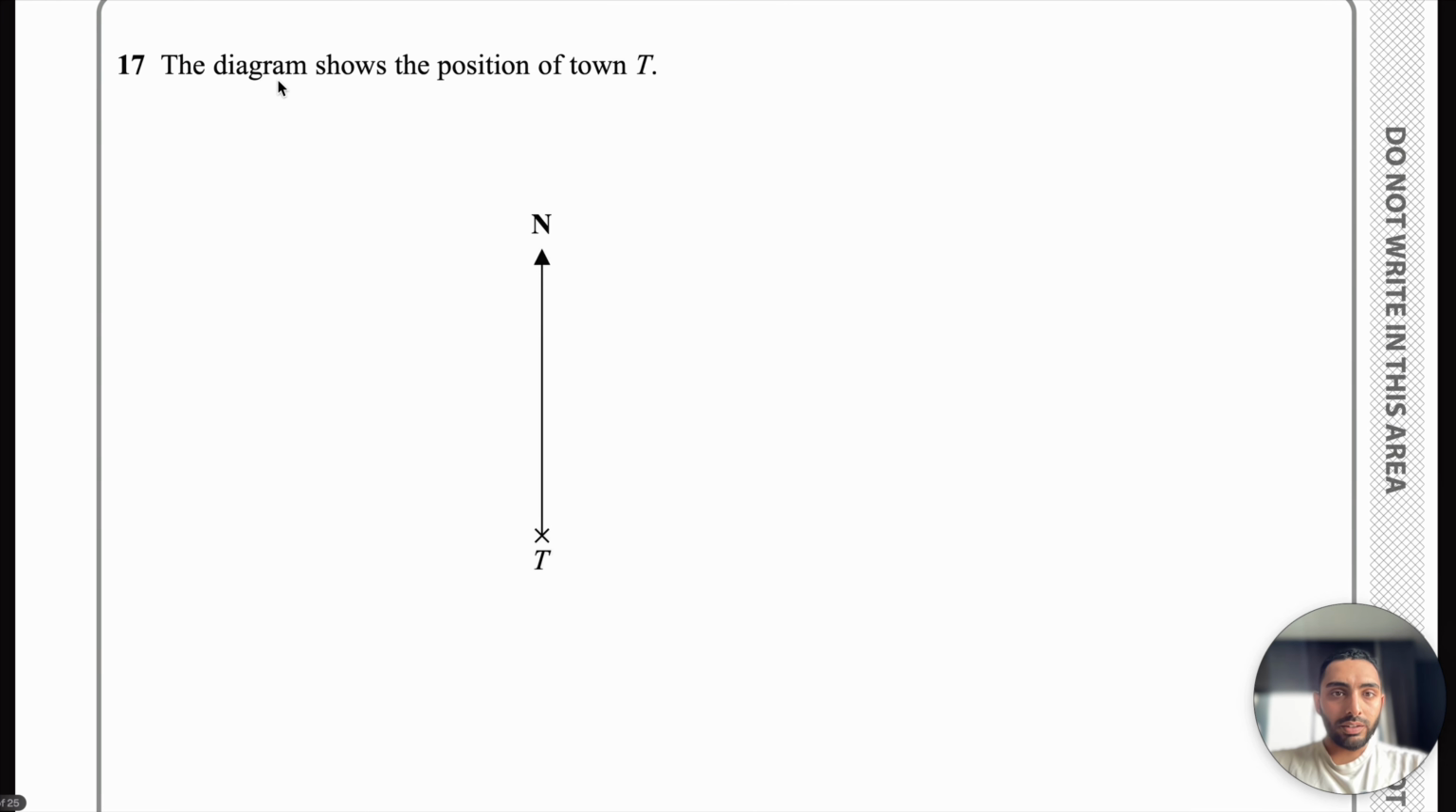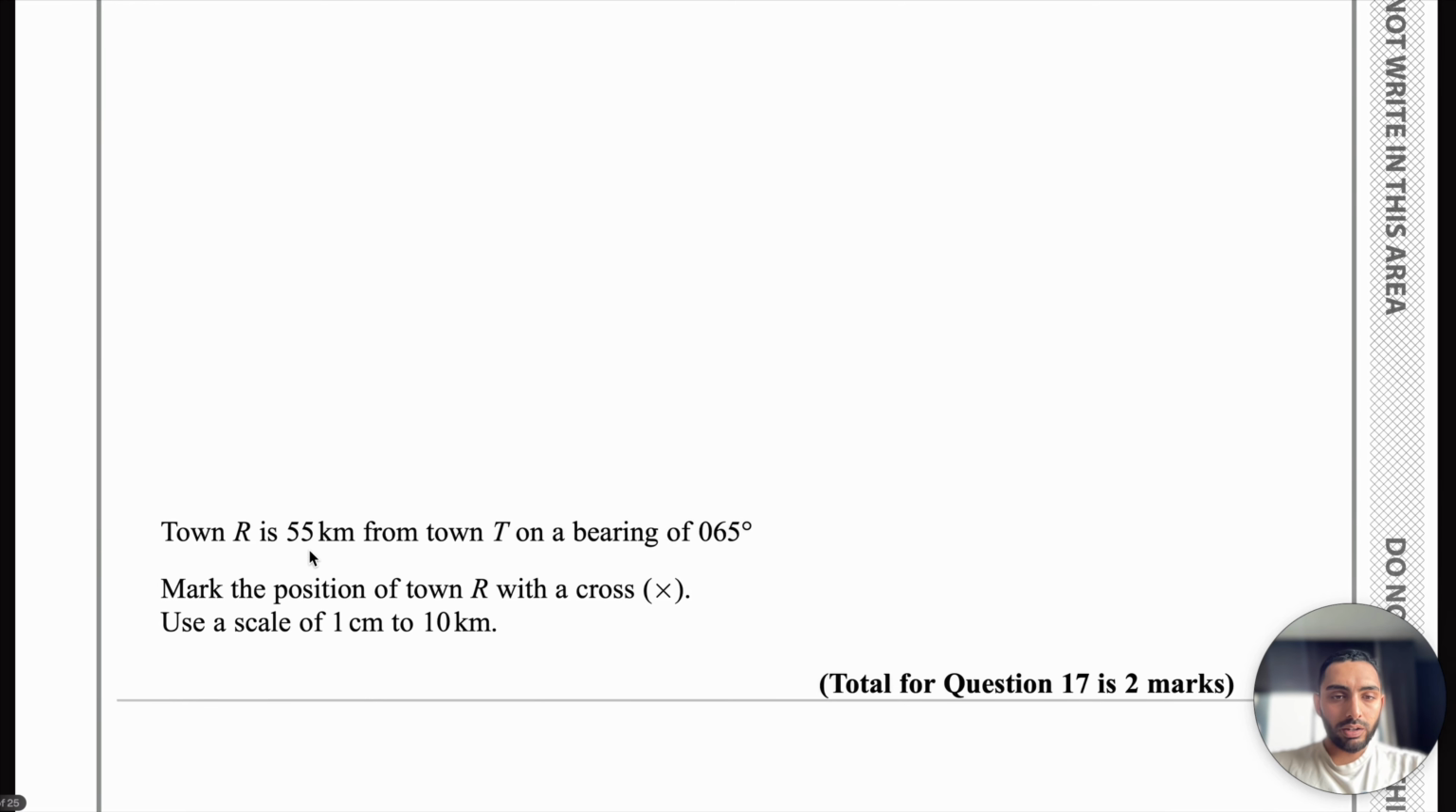Question 17. The diagram shows the position of town T. So we've got this T and there's a north line going up. Town R is 55 kilometers from town T on a bearing of 65 degrees. Mark the position of town R with a cross X. Use a scale of 1 centimeter to 10 kilometers. So before we do this question, let's first figure out how long we're going to have to draw this line. I'm going to just write the scale.